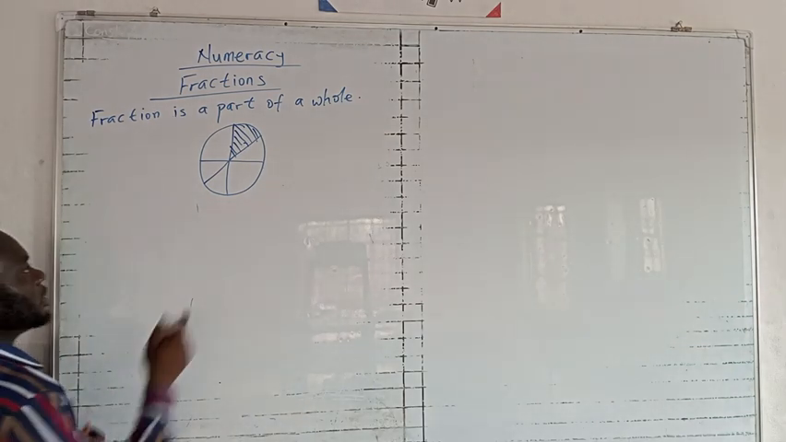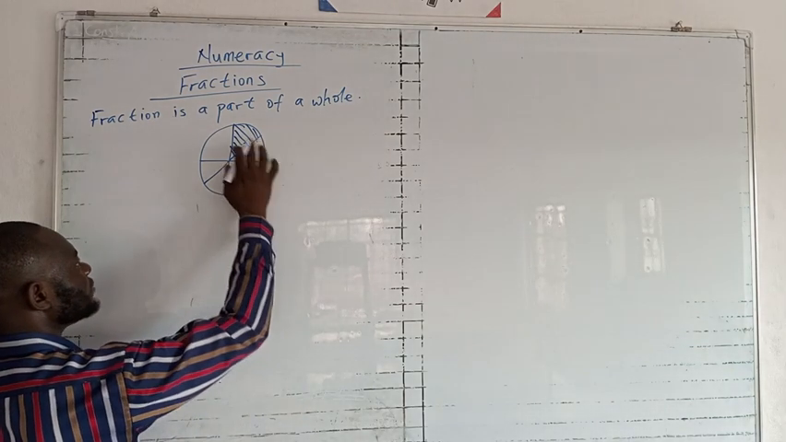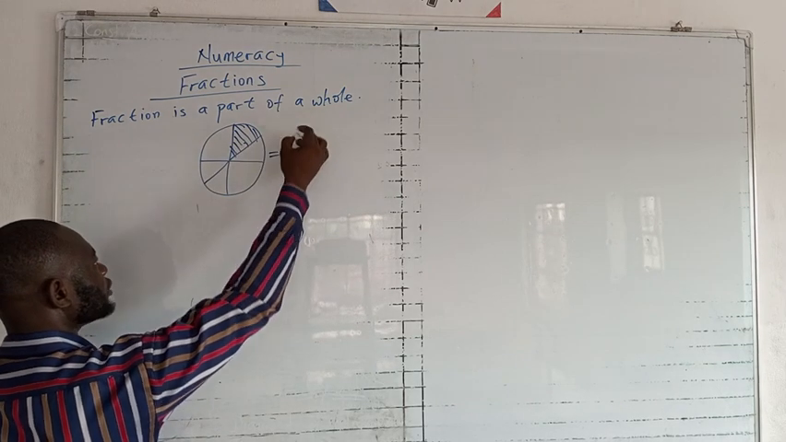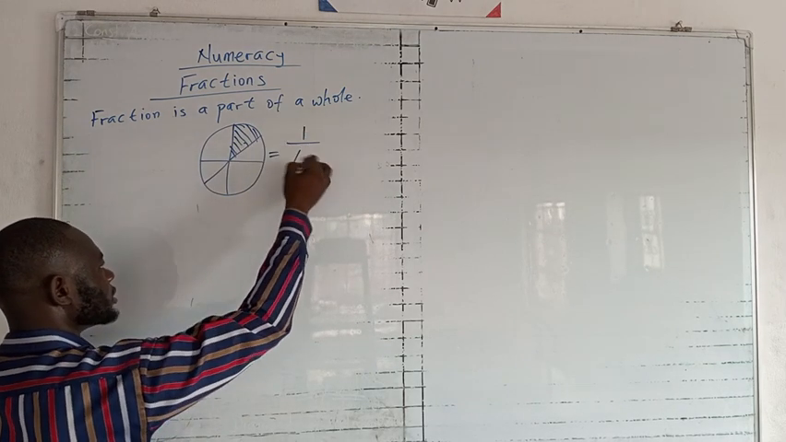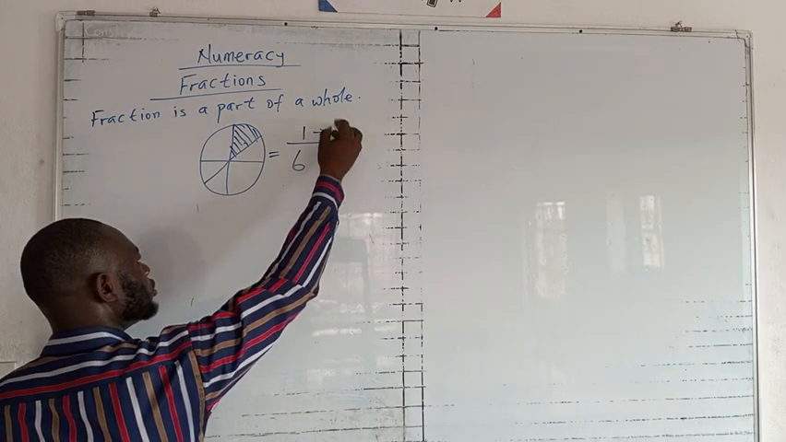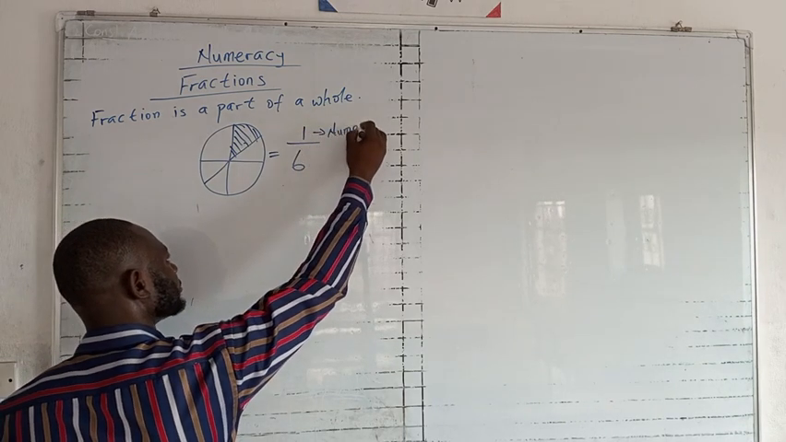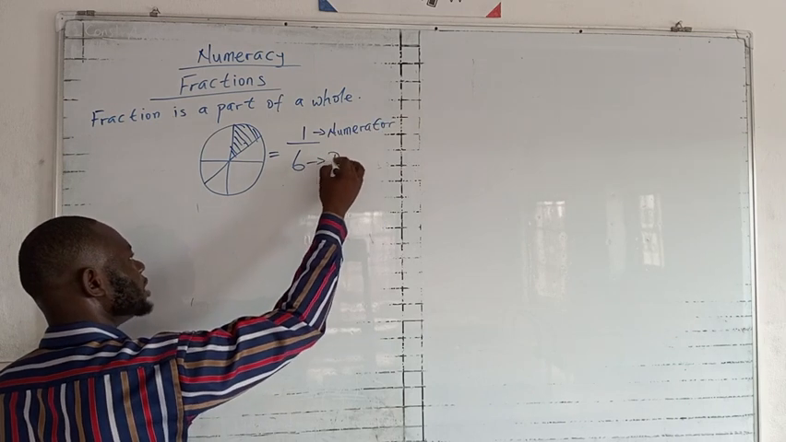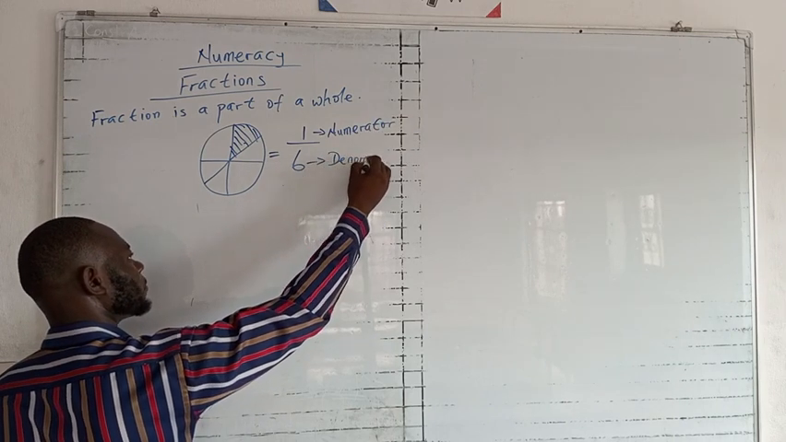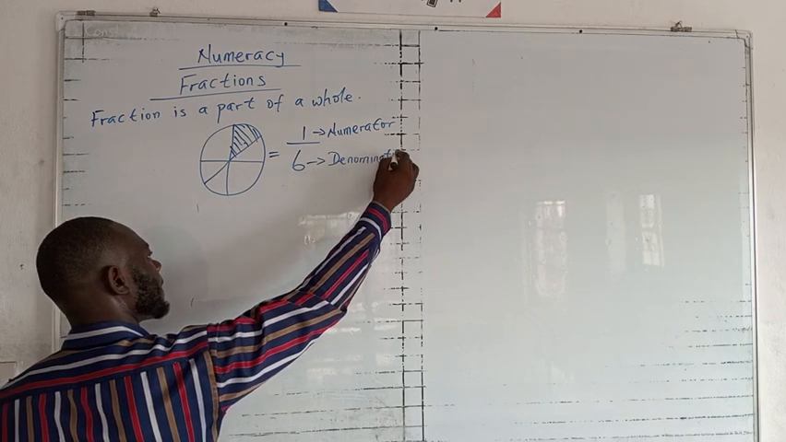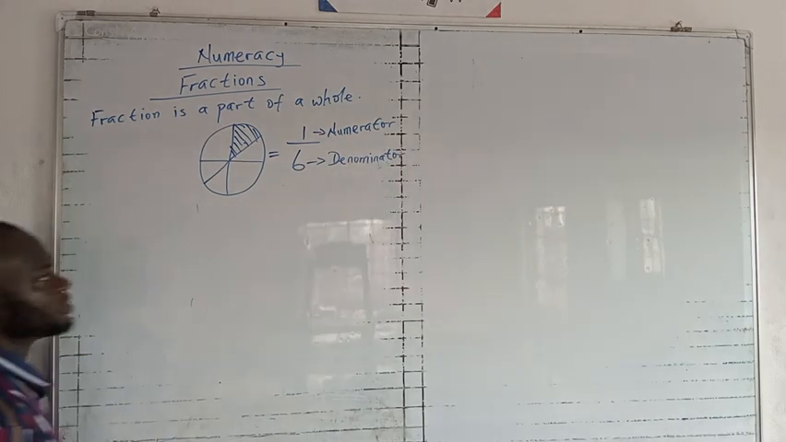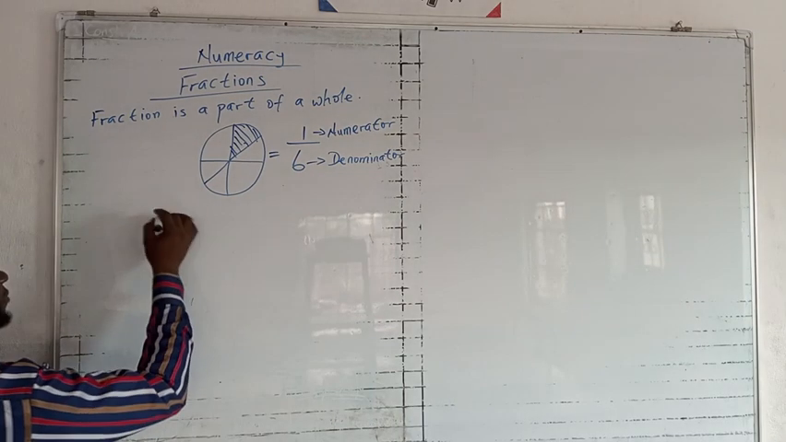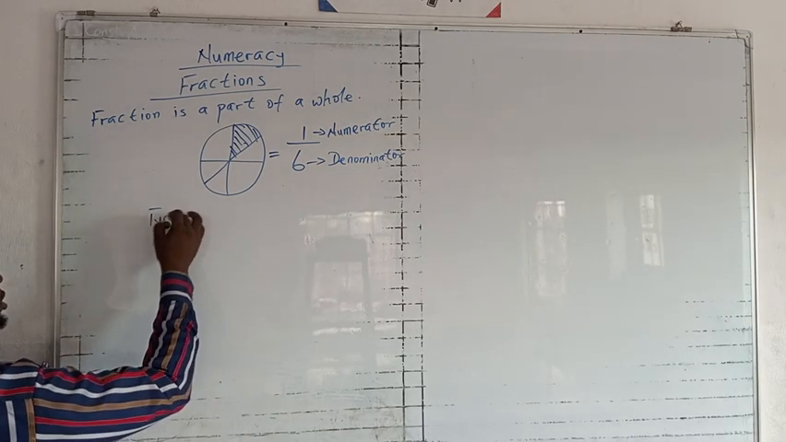Now let's look at a fraction, for example, this fraction: 1, 2, 3, 4, 5, 6. This fraction can be written as 1 over 6. Now 1 is called the numerator, while 6 is known as the denominator. So these are the parts of a fraction. Okay? Let's look at types of fraction.